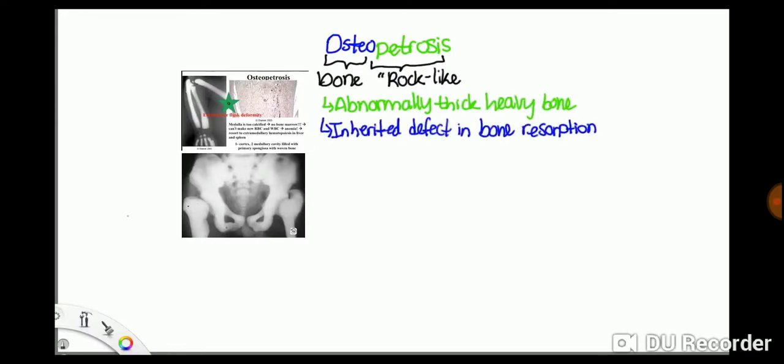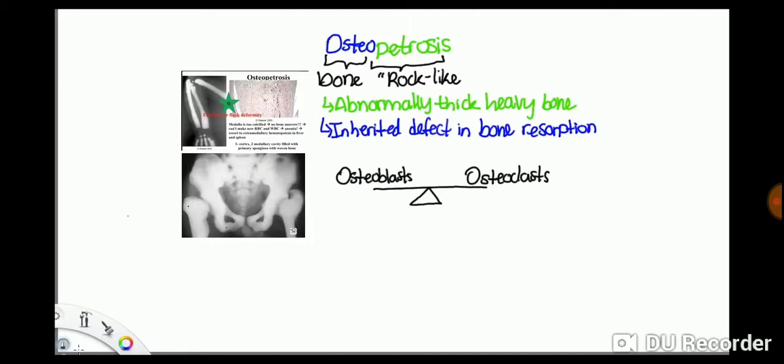Now, if you remember, bone formation is a balance between osteoblasts, which lay down bone, and osteoclasts, which resorb bone. This balance is constantly occurring throughout life so that you're always laying down some bone and always resorbing some bone. Now, a defect in bone resorption in which you're constantly laying down bone but can't resorb it results in an abnormally thick and heavy bone.